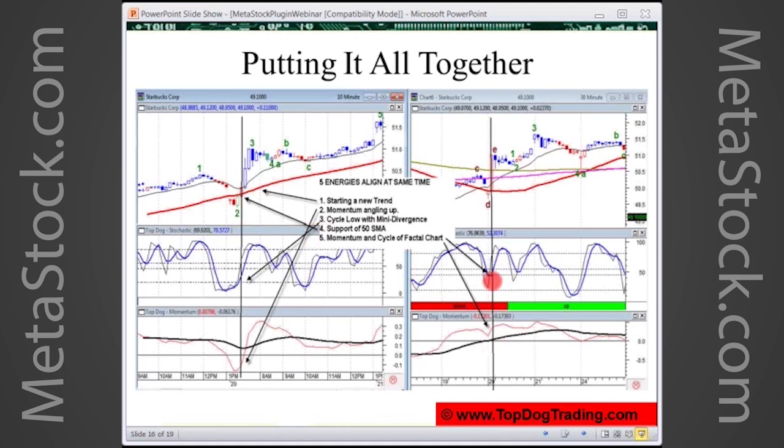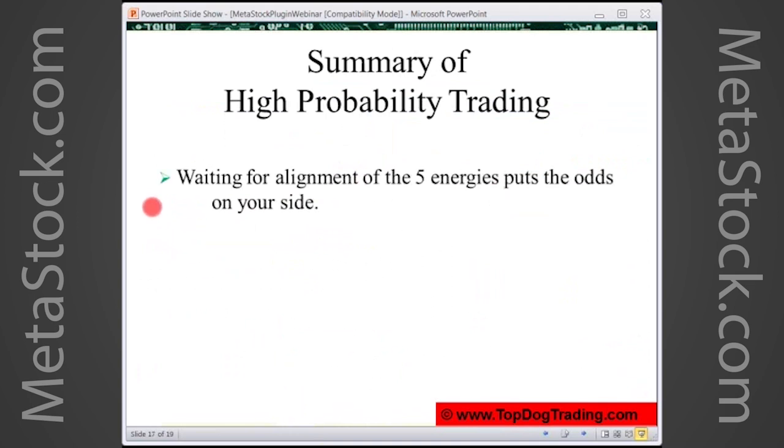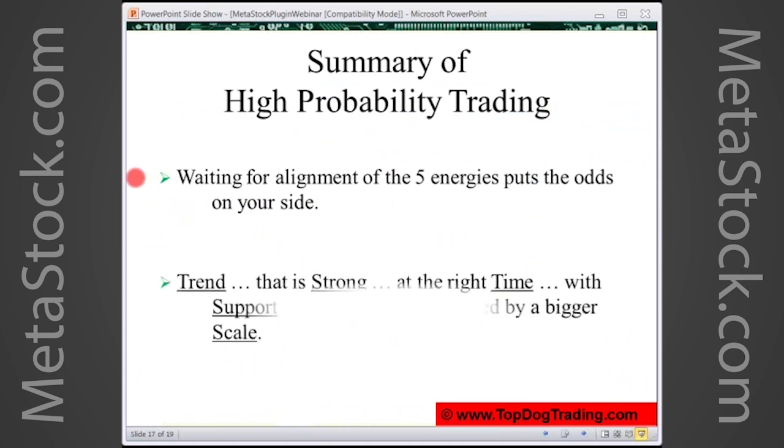So this method is about counting to 5. Okay, and this is high probability trading. All we're doing is we're waiting for the alignment of the 5 energies to put the odds on your side.